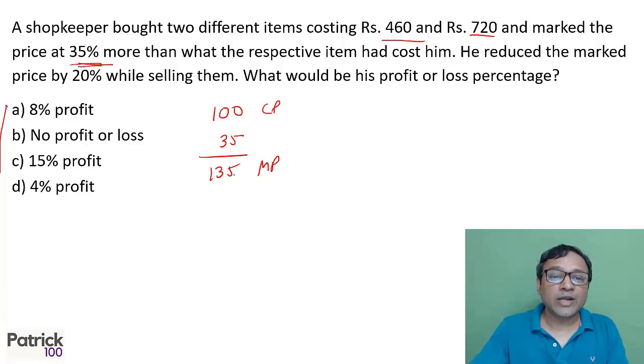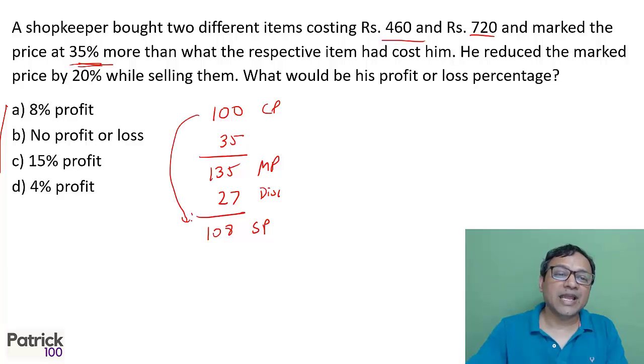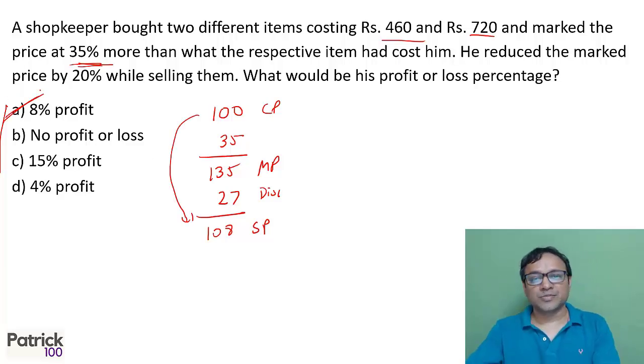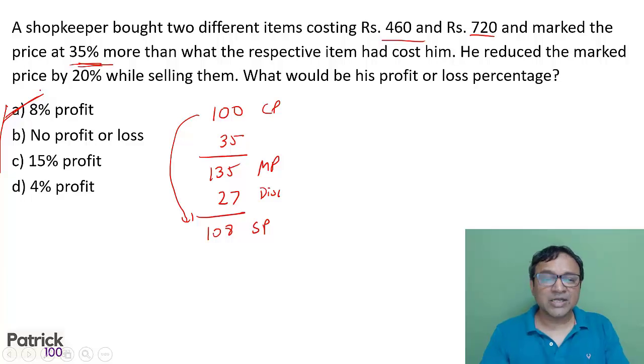Now we give a discount of 20% on 135. So 10% is 13.5, 20% is 27. This is a discount, so automatically the selling price becomes 108. So the profit becomes 8%. A option. So when the answers are asked in percentage, you can start with 100 and get the answer.